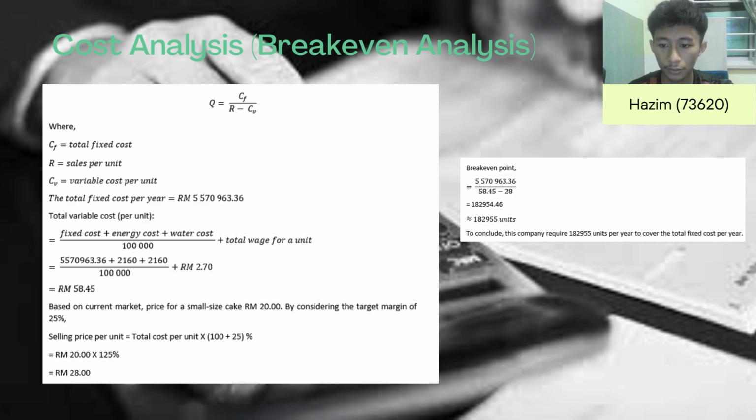So the last part is break-even analysis. So below is the calculation for break-even analysis. From the calculation, we get that the break-even point is equal to 182,954.46. Hence, it is equal to 182,955 units. To conclude, this company requires 182,955 units per year to cover the total fixed cost per year.